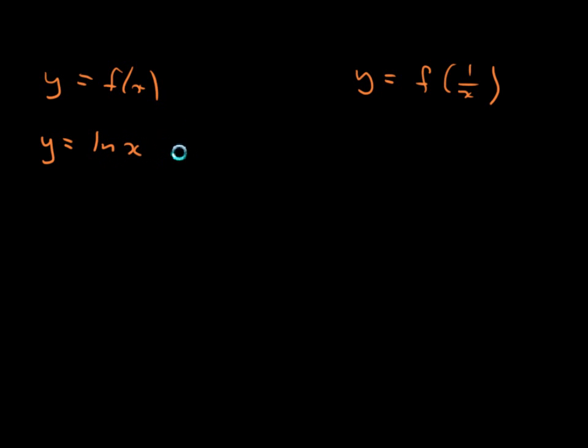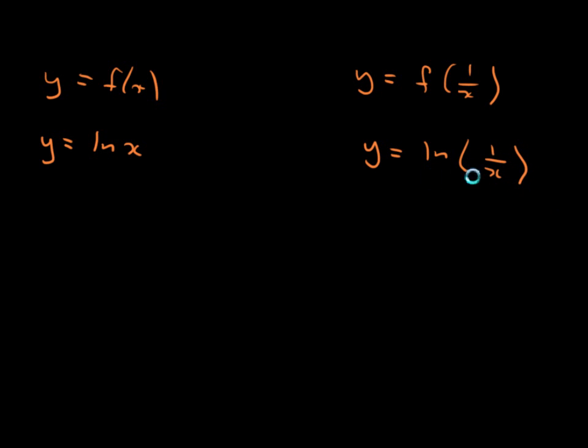Okay, today we're going to learn how to graph y equals f of 1 on x when we've already been given the graph y equals f of x. The example we're going to use to start off with is y equals log of x. Given y equals log of x, graph y equals log of 1 on x, which maybe you've never seen before.